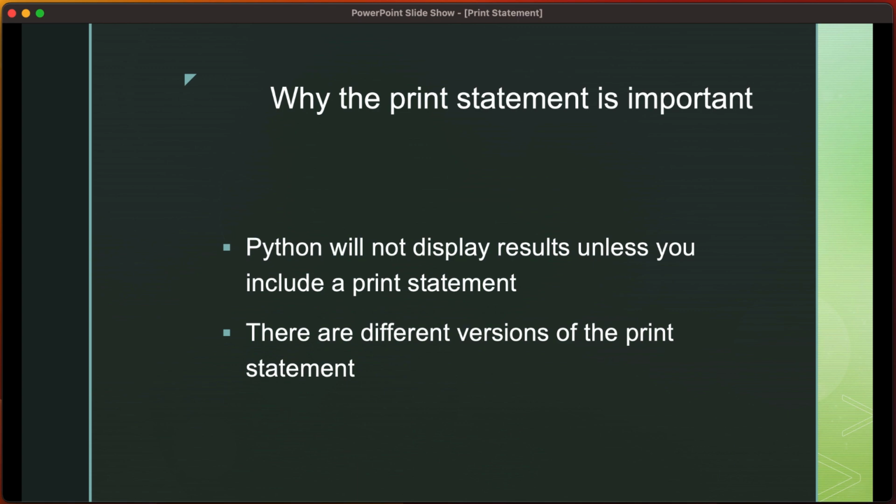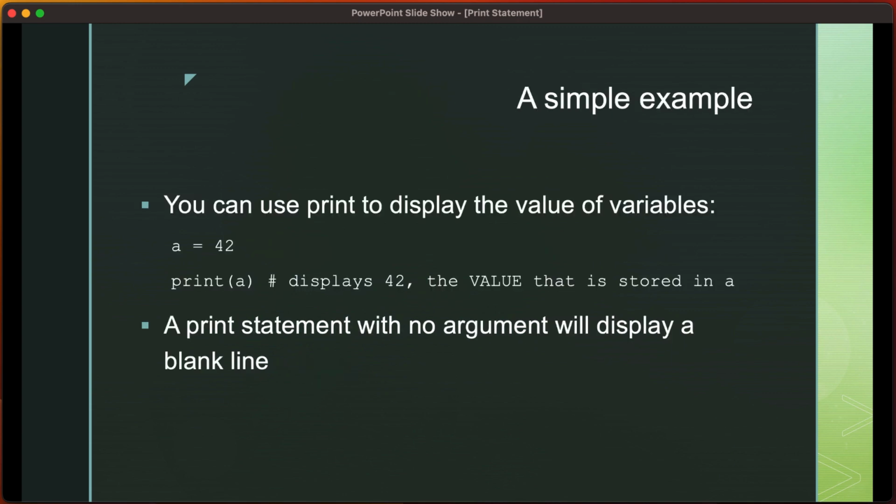This video is important for you because there are various different versions of the print statement, and we're going to go through each of them in turn. Here's a very simple example. If you have a variable a and you assign it the integer value of 42, you can simply display that result by printing a. You'll notice the parentheses, those are required. And when you print a variable, you're displaying its value. You're not printing the actual letter a, you're displaying the value that is stored in a.